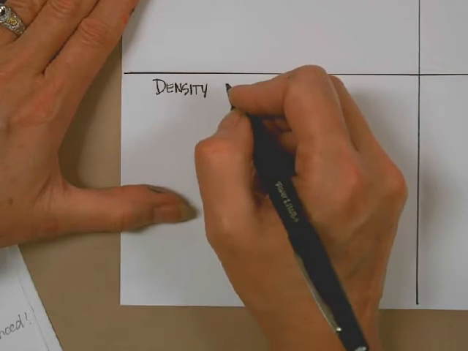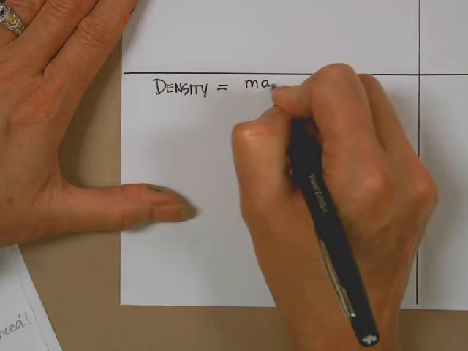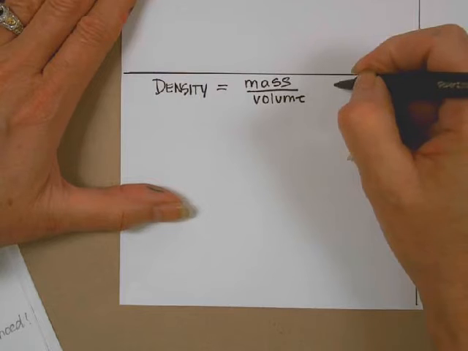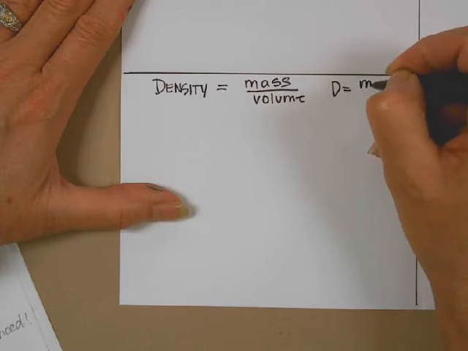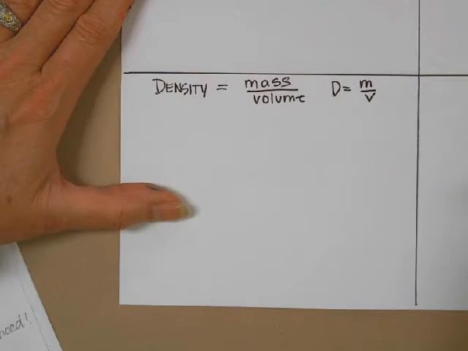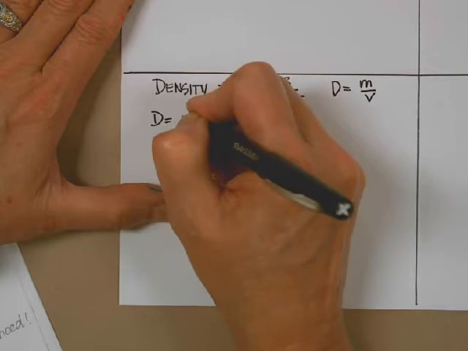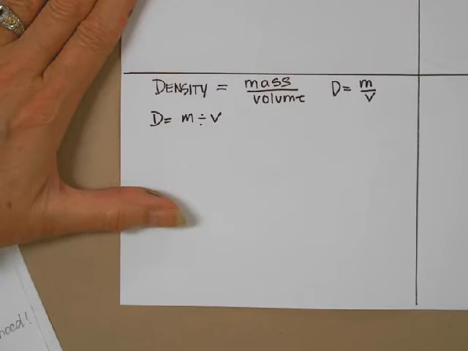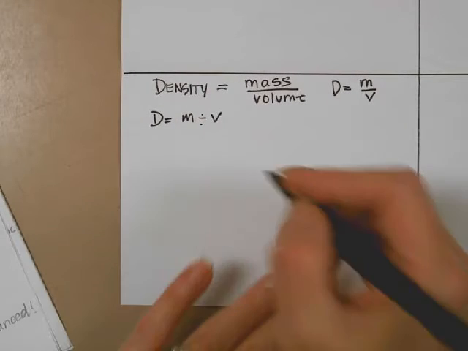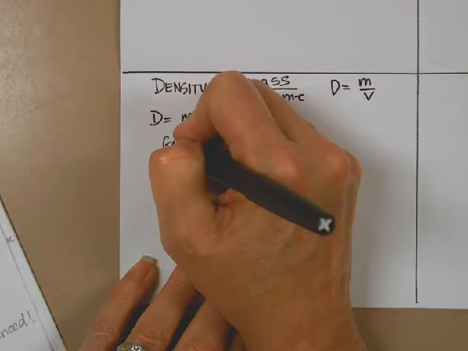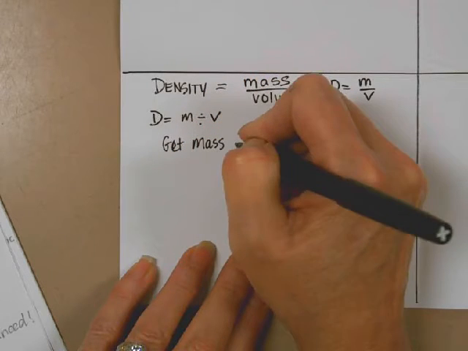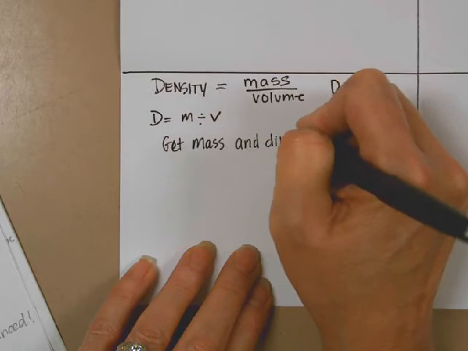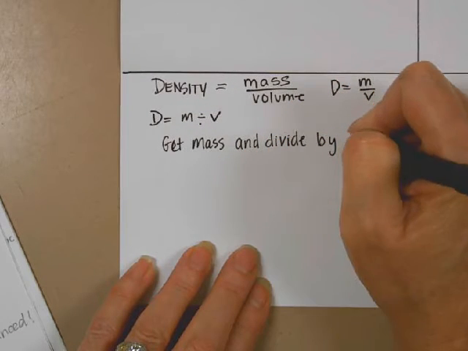So the formula for density is mass over volume. Or you could say density is equal to mass divided by volume. So you need 2 things: you need mass and volume. So first, get the mass, and divide by volume.